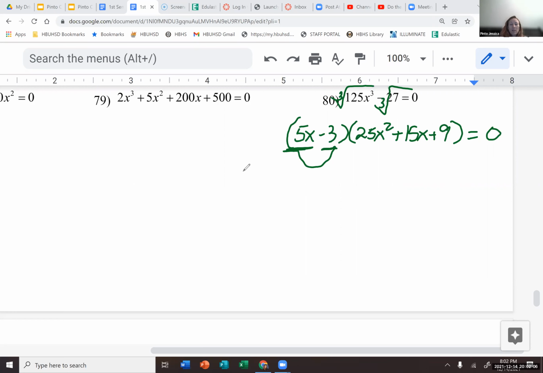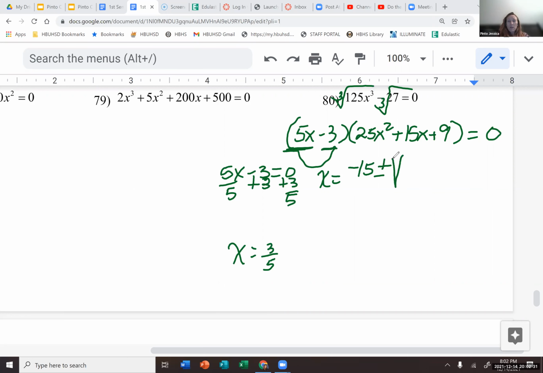So setting 5x minus 3 equal to 0 gives me my first answer. And that would be 3 over 5. And then my other two answers will come from the quadratic formula. So that's x is equal to negative b plus or minus the square root of b squared, which is 225, minus 4 times 25 times 9, all divided by 2a, so 50.